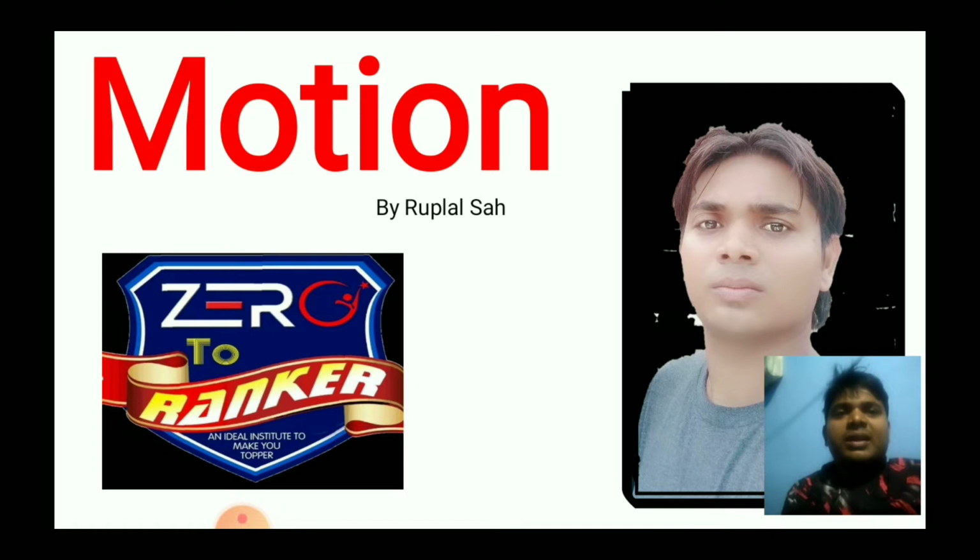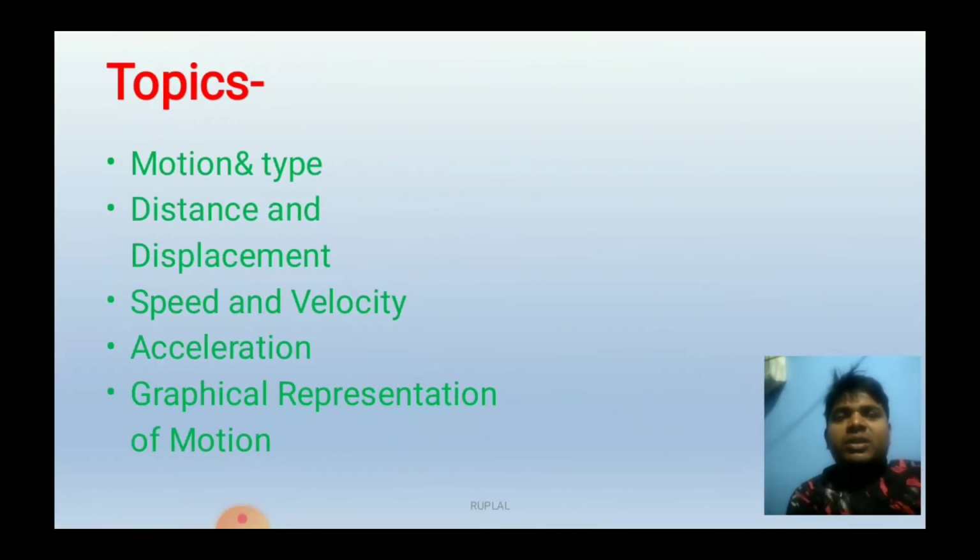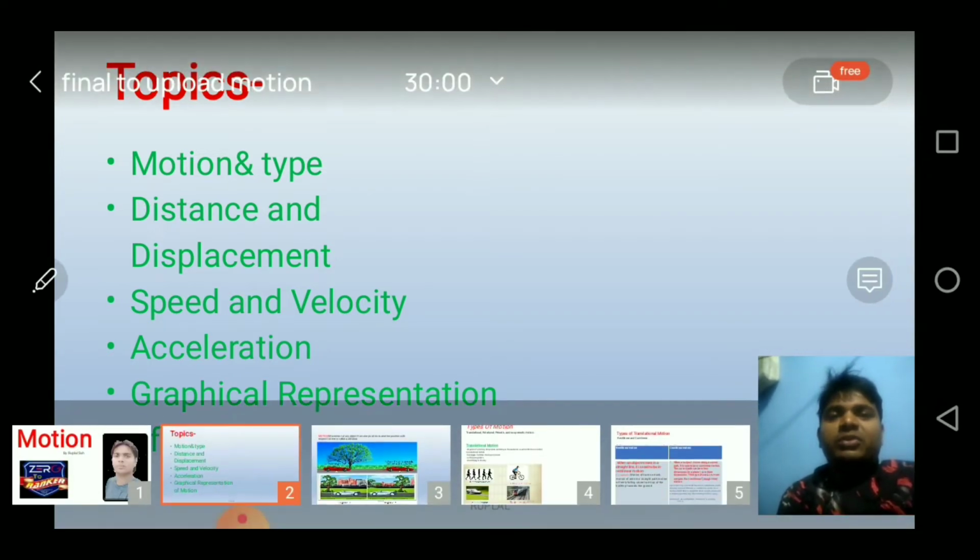Today I will discuss the chapter Motion. First of all, we will start from the topics motion and its types, and next we will cover the topics distance and displacement. After this, speed and velocity, next acceleration, and next graphical representation of motion.